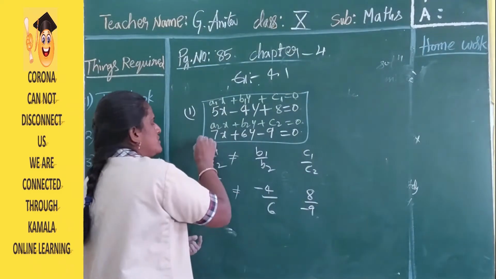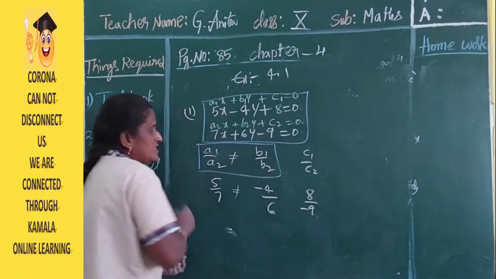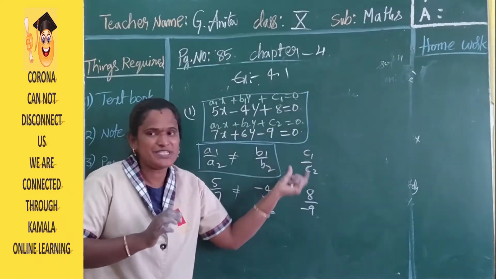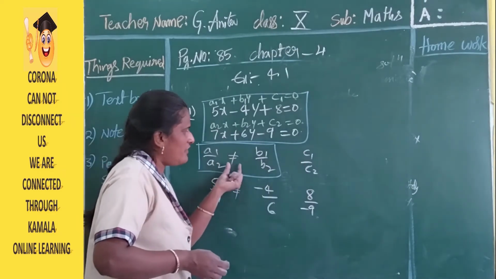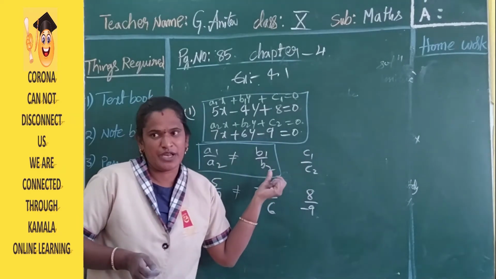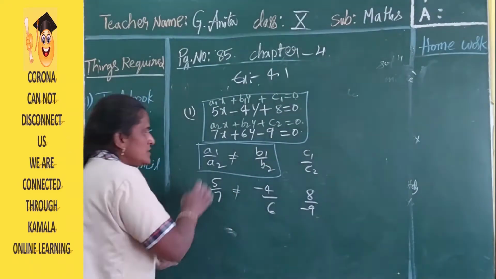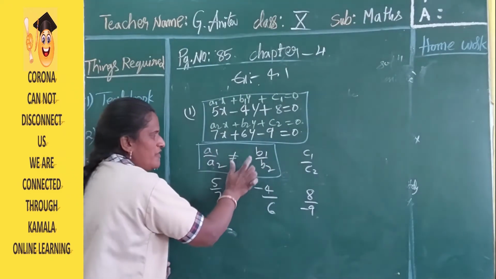Till here only you have to stop, because don't observe the c1 by c2 value. It is not equal. If they are not equal, don't observe the c1 by c2 value. If they are equal, then you can observe the c1 by c2 value. So a1 by a2 not equal to b1 by b2.